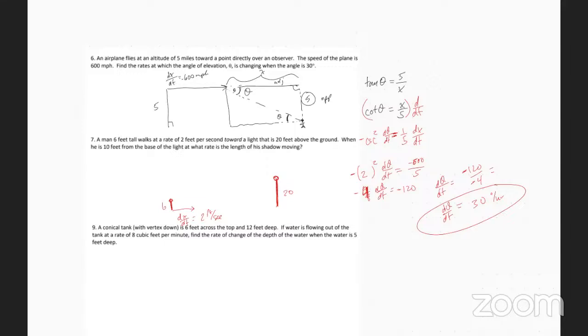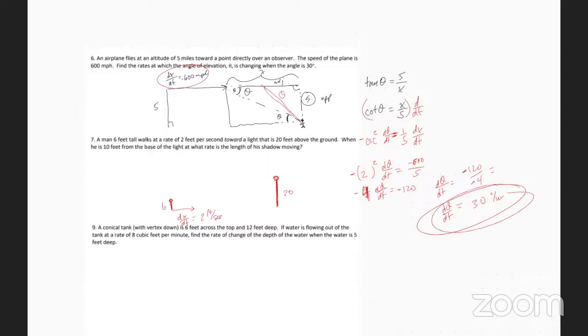I'm looking back at my last problem and wondering if that dx dt should have been positive 600 miles per hour, but that distance is getting smaller. The x distance is getting smaller. So I think negative was correct. Well, let's just think about what's happening with that angle. Is it getting bigger or smaller? As this gets closer, is it getting bigger or smaller? So I think we're right about that. Yeah, I think that's right.